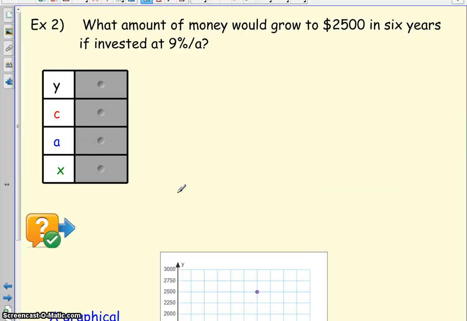So here's a typical type of problem you might run into. What amount of money would grow to $2,500 in 6 years if invested at 9% per year? Now, this notation here, 9%/A, what this really means is 9% per annum, which really is just a fancy way of saying per year.